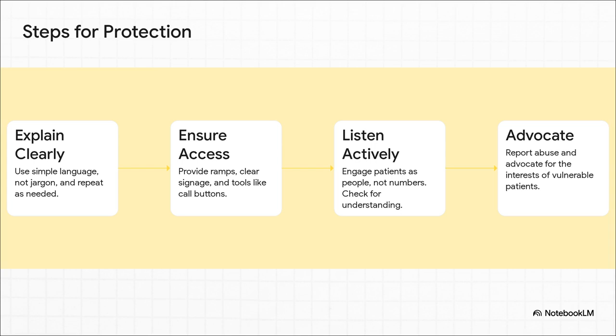Number 1, explain things clearly. Ditch the jargon. Make sure people actually understand what's going on. 2, ensure access. Make sure people can physically get in the door and get around. We're talking wheelchair ramps, clear signs, basic stuff. 3, actively listen. Treat patients like human beings, not just a checklist of symptoms. And finally, number 4, be an advocate. Stand up for your patients. Report abuse. It's about having their back. Simple ideas, but they require real, constant effort.